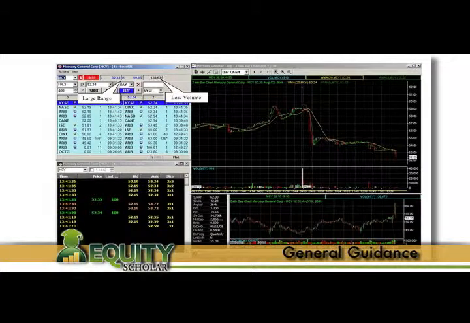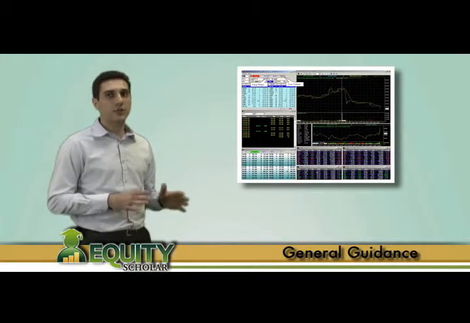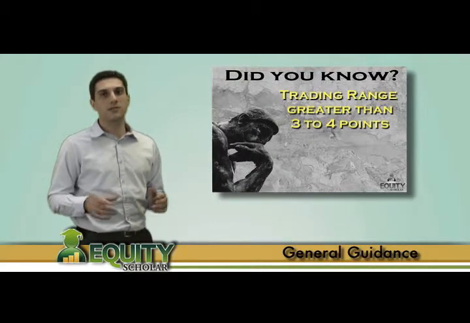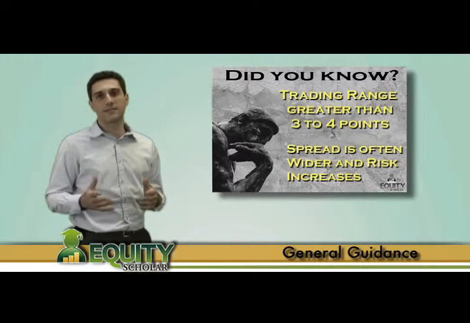Moving on to the next stock, we see that this too also has really low volume on the day, while also having a very large trading range. When a stock has a trading range greater than 3 to 4 points, it can be difficult to trade as the spread is often wider and risk increases.